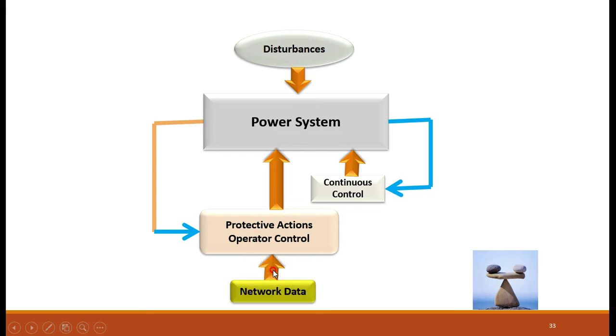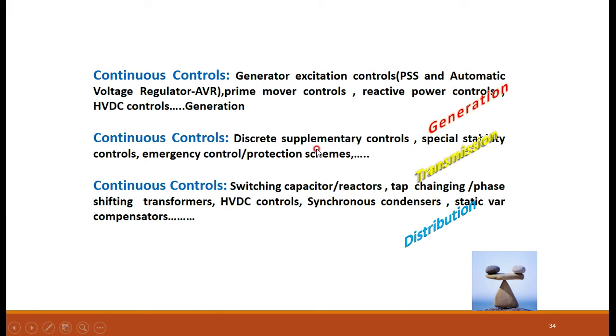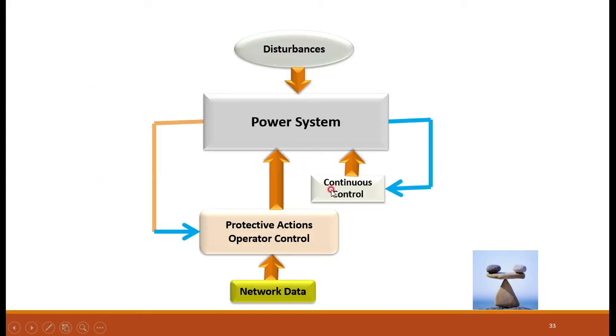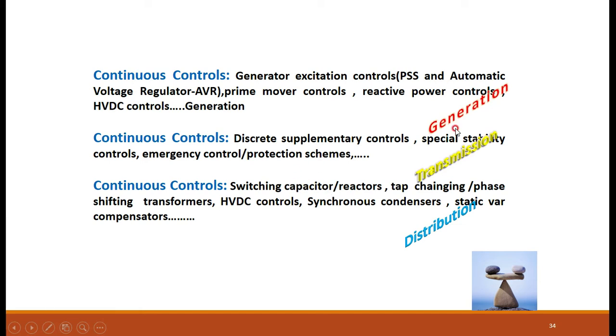Then for this we need the network data. This is how we are controlling the power system to maintain a stable condition. This continuous control, what I have shown here, is at three different levels: the generator level, the transmission level, and the distribution level. In the case of the generation level, we have continuous controls in the form of generator excitation control, in the form of power system stabilizers and automatic voltage regulator.